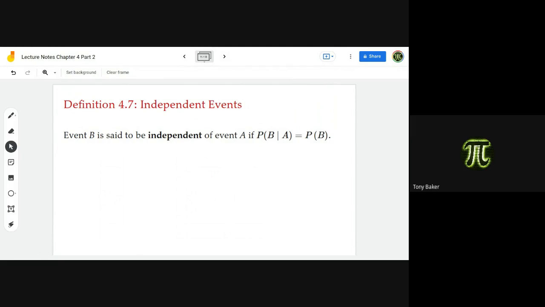So that would be the difference between replacing and not replacing. If we didn't replace, it wouldn't matter. The probability would come out to be the same. So if the probability given this is the same as the probability of the whole, then they're independent of each other. Very similar to mutually exclusive. It just means there's not a connection between those two events.